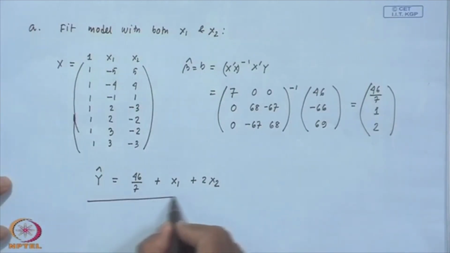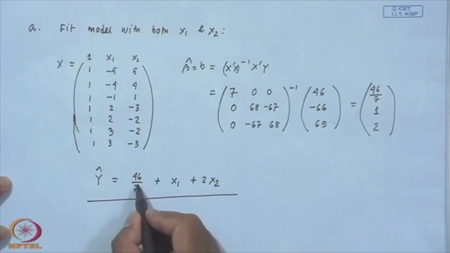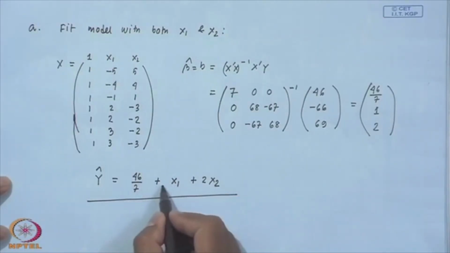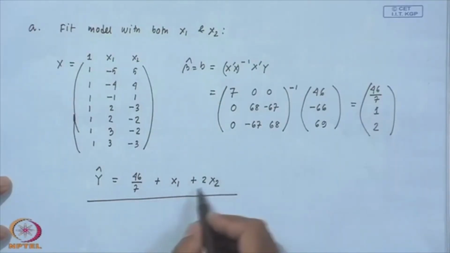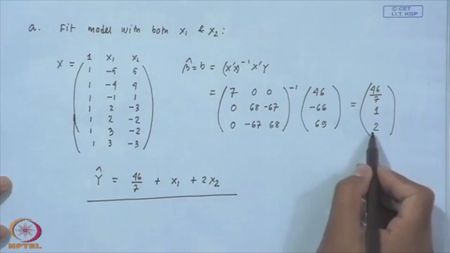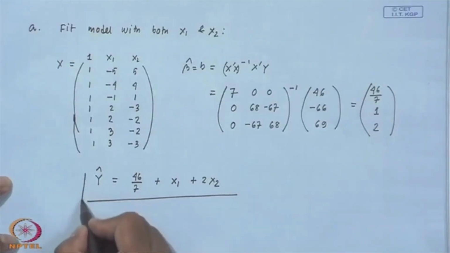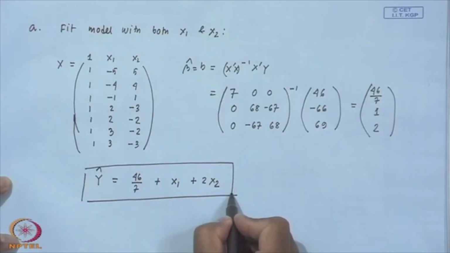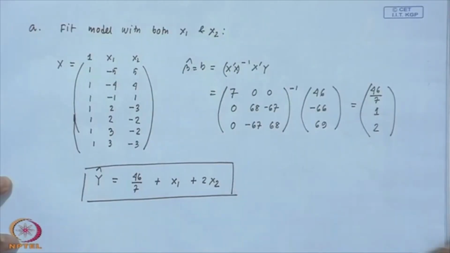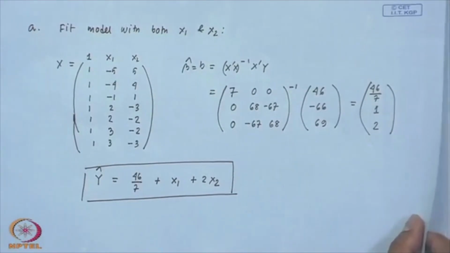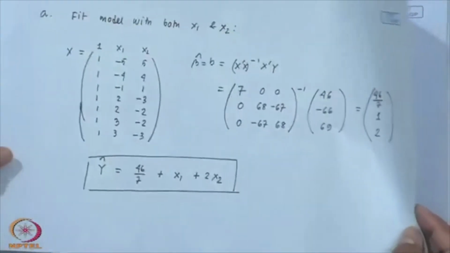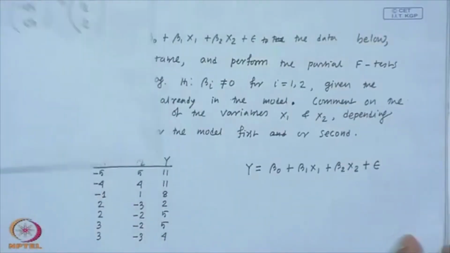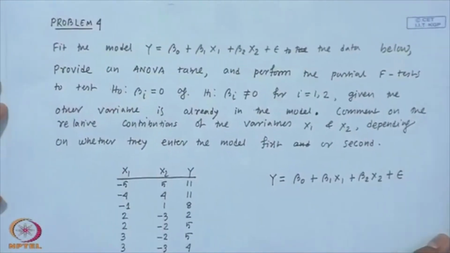So, the fitted model is y hat is equal to 46 by 7 plus beta 1 x1, where beta 1 is equal to 1, plus beta 2 x2, where beta 2 is equal to 2. This is the fitted model. Now, once we have the fitted model, we will go for the ANOVA table.